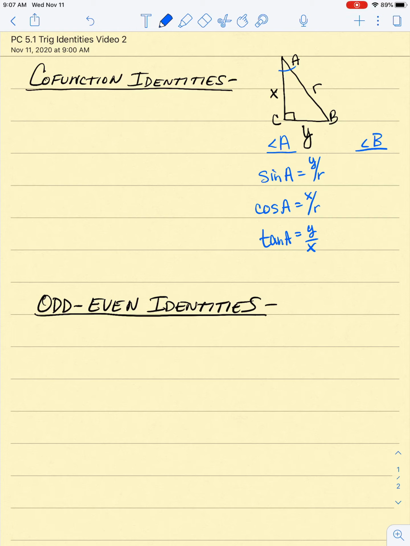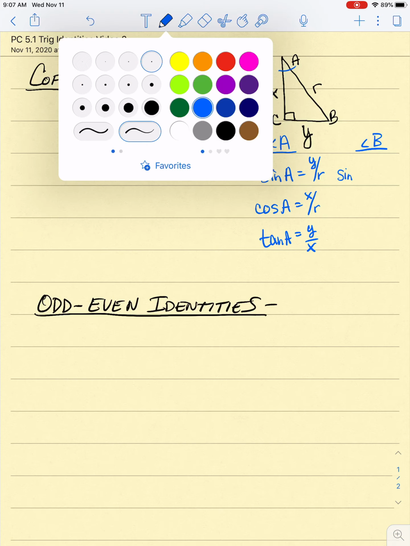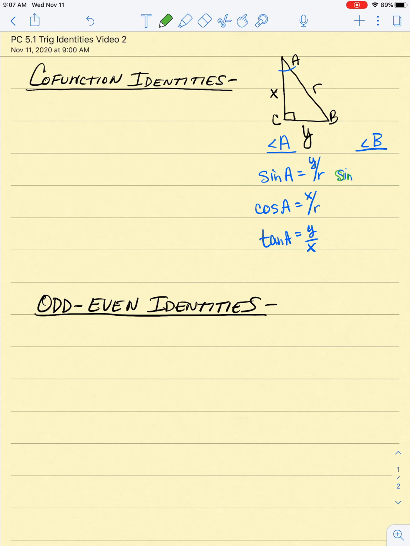Okay, and again, we've been talking about those, so no surprises here. All right, then if I flip to angle B, we do the same kind of thing. This time, sine of B, cosine of B, tangent of B. So this time, we're going to have X over R, Y over R, and X over Y. Because A and B are complementary angles, that's where the cofunction is going to come from. Complementary angles.